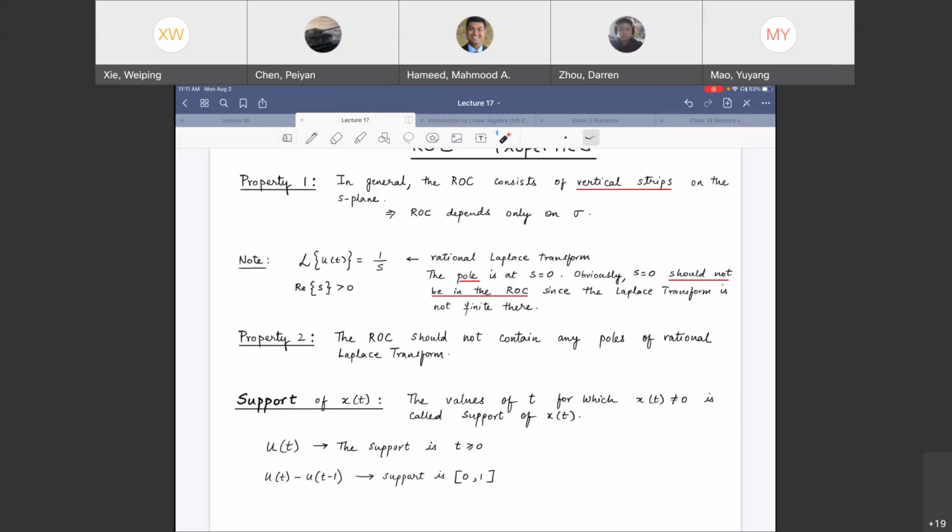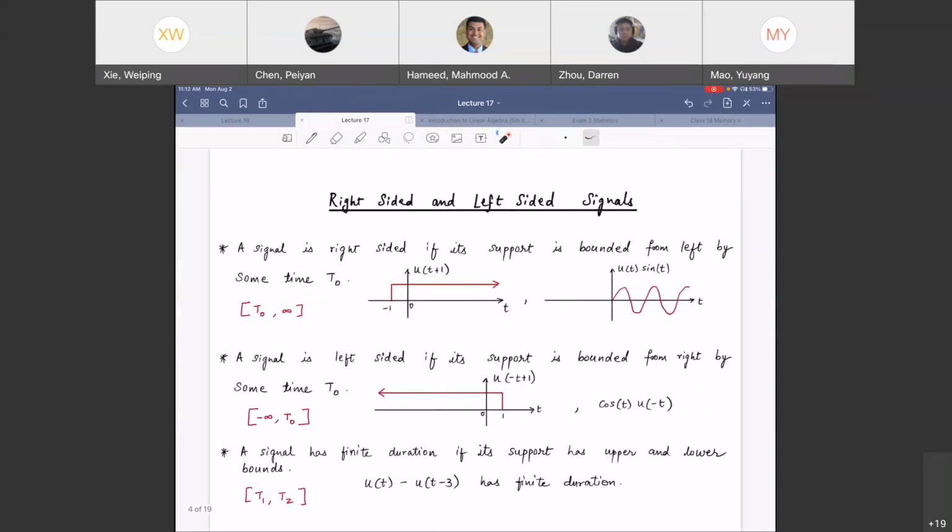Now, to state the left-sided and the right-sided nature, we need to define support. What is the support? Support is the values of time for which x of t is not equal to 0. Those are called the support of the signal. For example, u of t has a support t greater than or equal to 0. U of t minus u of t minus 1, that's a gate function, has a support of 0 to 1. Below 0, it is 0. Above 1, it is 0. Only between 0 and 1, it is non-zero. So the values of t for which x of t is non-zero are called your support. For example, between 0 and 1, or greater than or equal to 0 here. So that's a support.